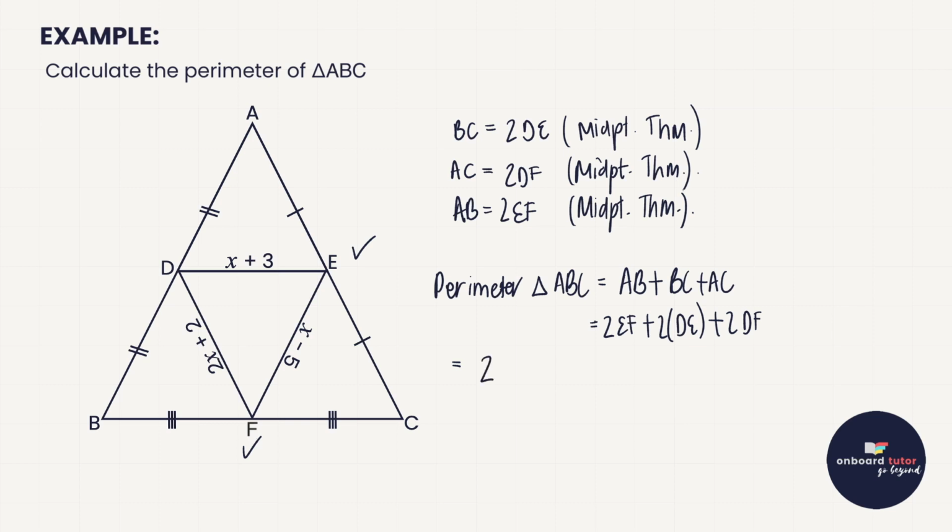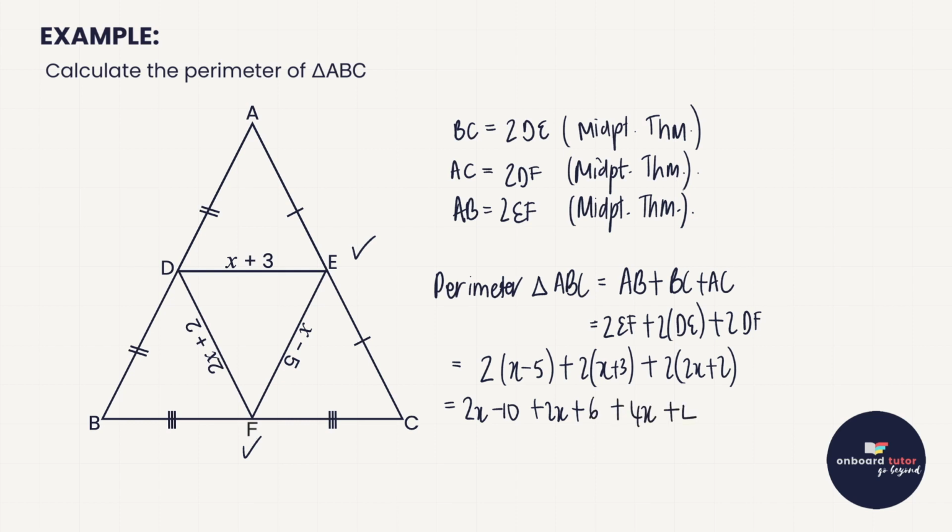So 2 times EF, so 2 times (x minus 5), plus 2 times DE there, (x plus 3), plus 2 times DF, (2x plus 2). Okay, and in this case, the question would probably say, and a test, the question is always a little bit longer, in terms of x, and so that's okay, that we've got all these x's in our answer. 2x minus 10 plus 2x plus 6 plus 4x plus 4.